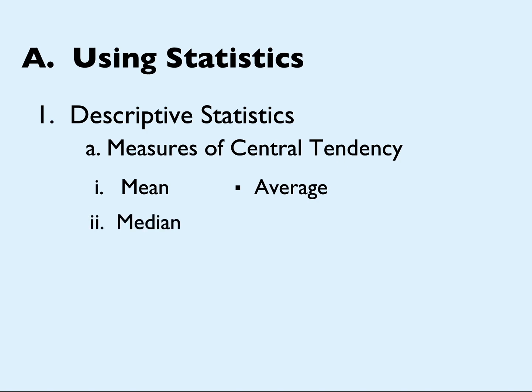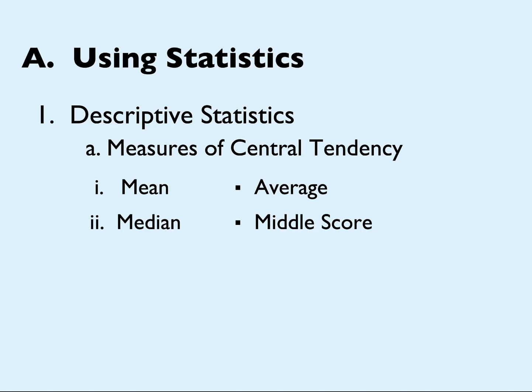There's also the median. The median is the score that falls in the middle. If you have an odd number of data points in your set, it's easy to find the median. You put them in numerical order, and it's whichever one is right in the dead center. But if you have an even number of data points, you don't have any number that's directly in the middle, so you take the average, or the mean, of the middle two.